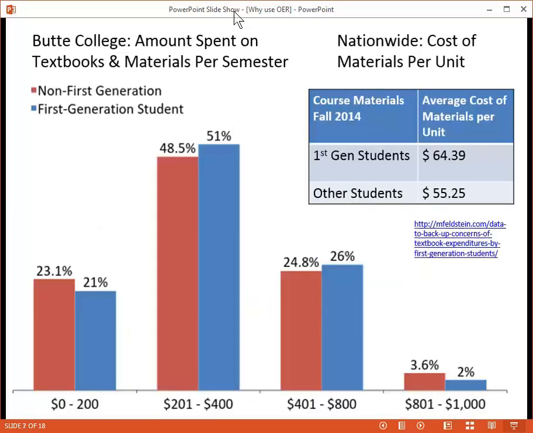The same year that we gave faculty a survey, we also gave students a survey asking them about various things about their textbooks. One of those questions asked, how much do you spend per semester on your textbooks? And you can see here most students tend to spend between $200 and $400.